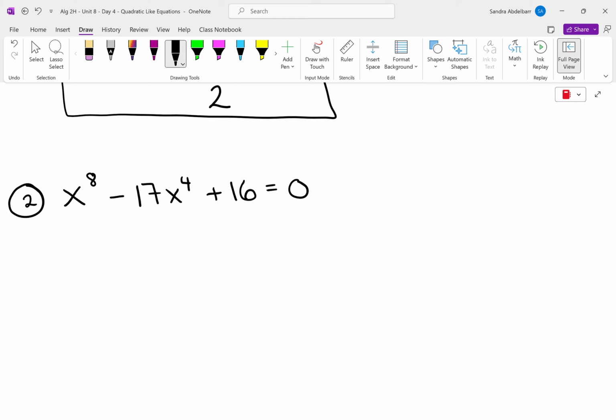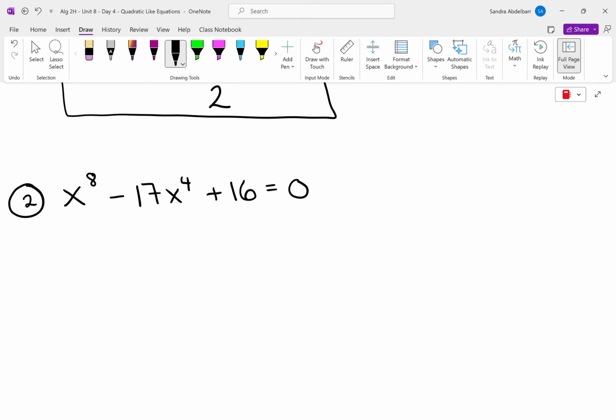Can I use the quadratic on this? No, because it's not a quadratic. If I wanted to, can I use substitution and manipulate it to use the quadratic? Yes, I can use substitution because I have x to the 8th and x to the 4th. So if I wanted to, could I use substitution and then use the quadratic? Sure.